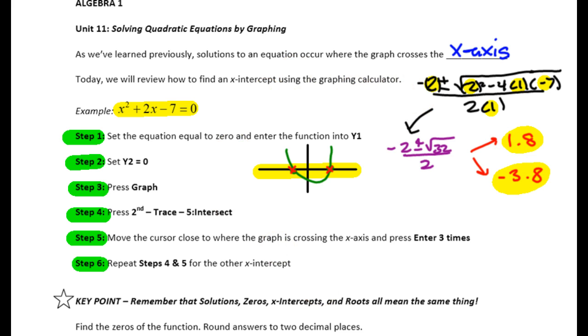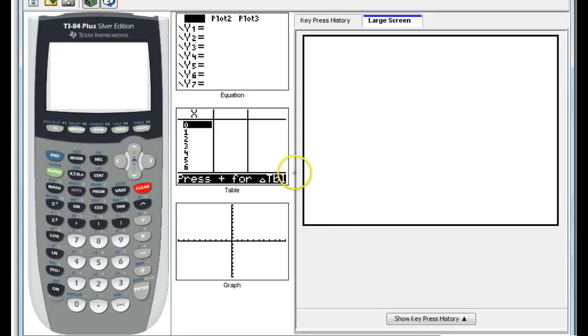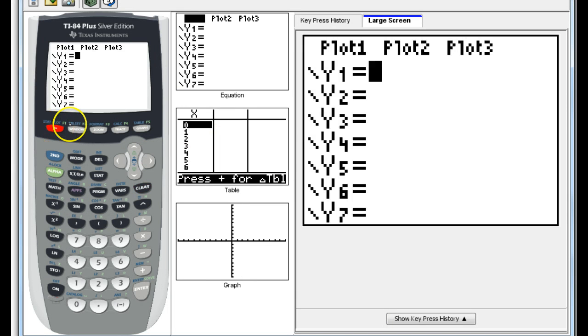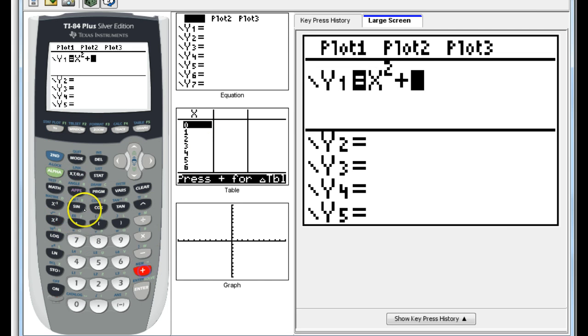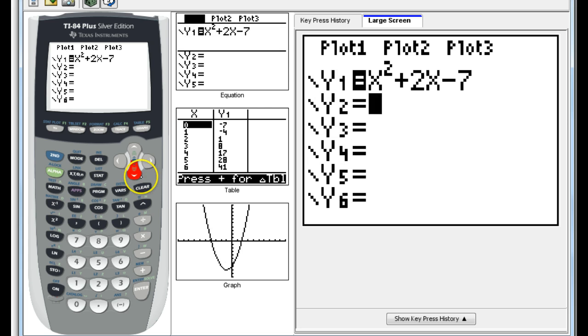Alright? So let's go to our calculator. Go to your y screen. So remember, y1, you're entering the quadratic equation. In this example it was x squared plus 2x minus 7. So that's going to be the graph of the parabola, the quadratic equation.